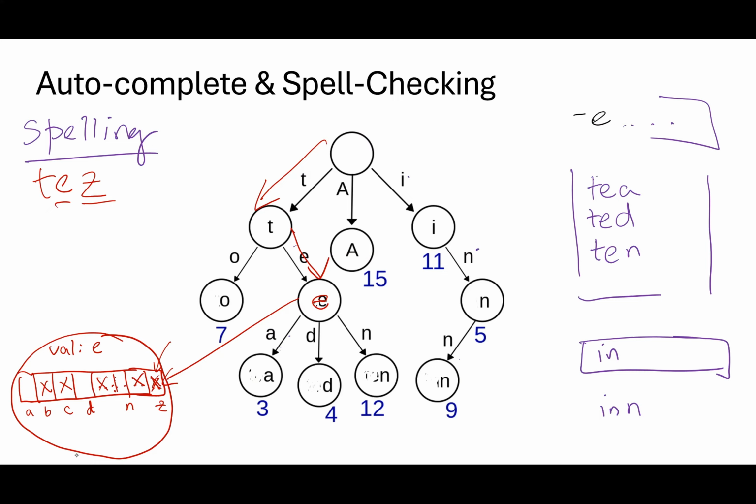So what are the ones that are available? You say A is available, D is available, N is available, right? So it will show you, say, TEN, TED, or TEA, right? So these are the correct spellings that we will start showing you as suggestions.